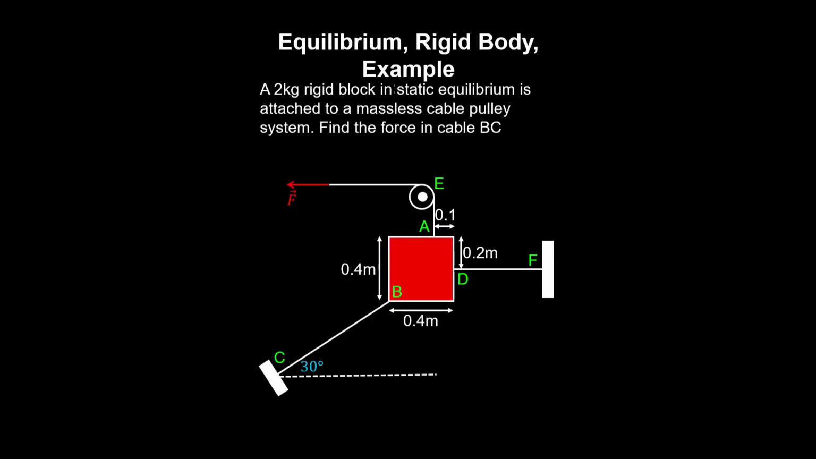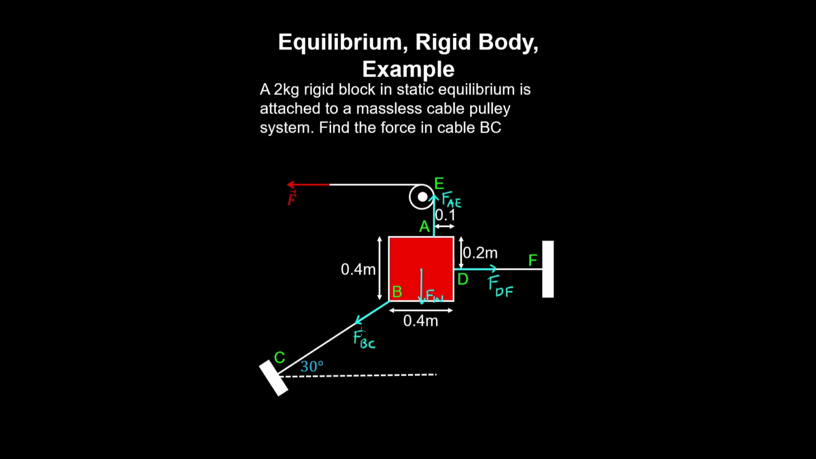A 2 kilo rigid block in static equilibrium is attached to a massless cable pulley system, and we're asked to find the force in cable BC. So what we'll do first is take a free body of the block and draw all the forces acting on it. Where the force of weight acts through the center of mass of this block.